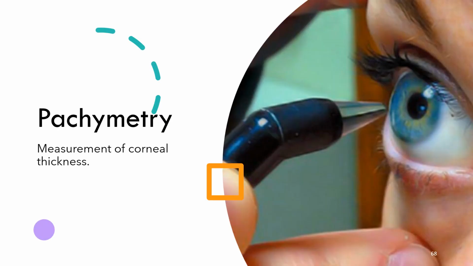Pachymetry is the measurement of corneal thickness. This measurement is important in assessment prior to refractive surgery, of corneal dystrophies, and of contact lens fit. A small ultrasound is used to measure the thickness of the cornea in microns.